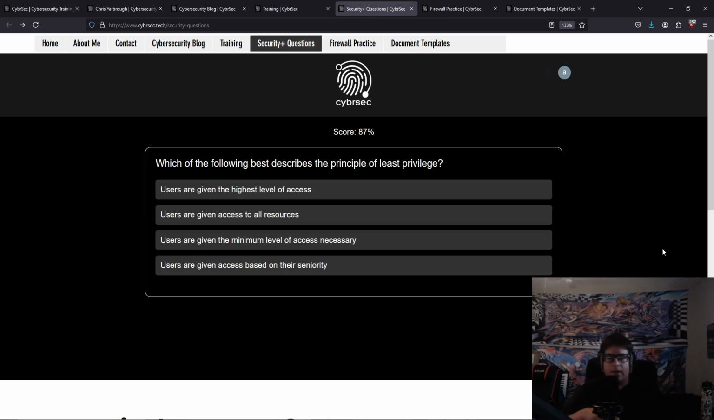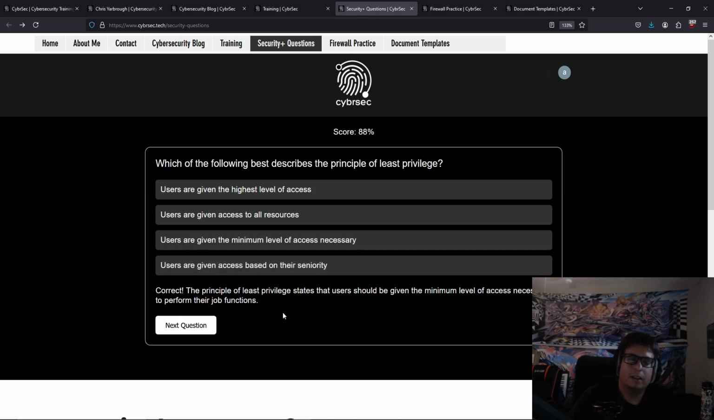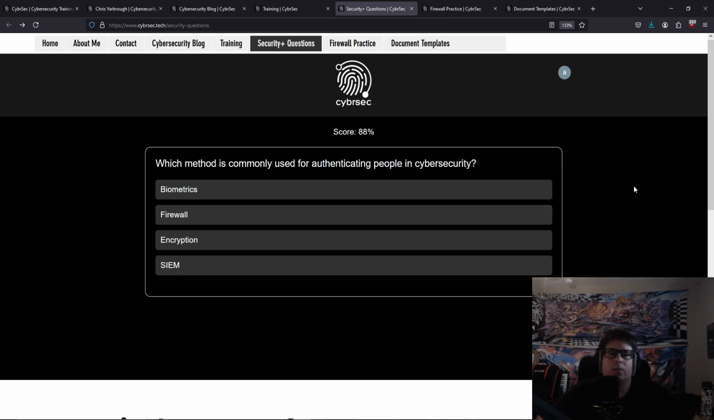Which of the following describes the principle of least privilege? Users are given the minimal level of access necessary. So, principle of least privilege. So, nothing more than you need. The principle of least privilege states that users should be given the minimum level of access necessary to perform their job functions.